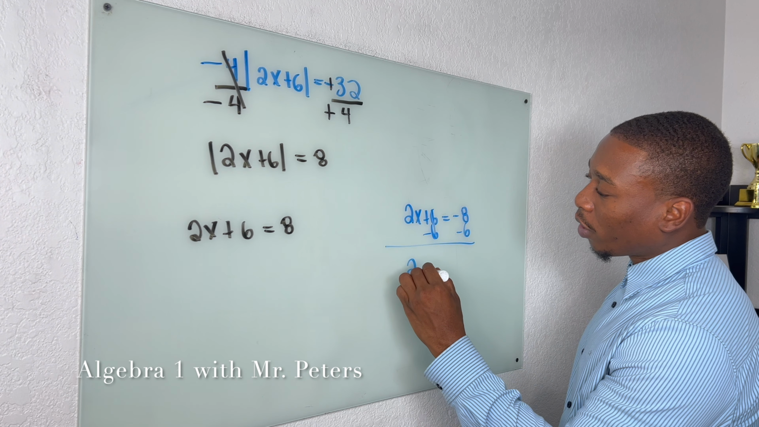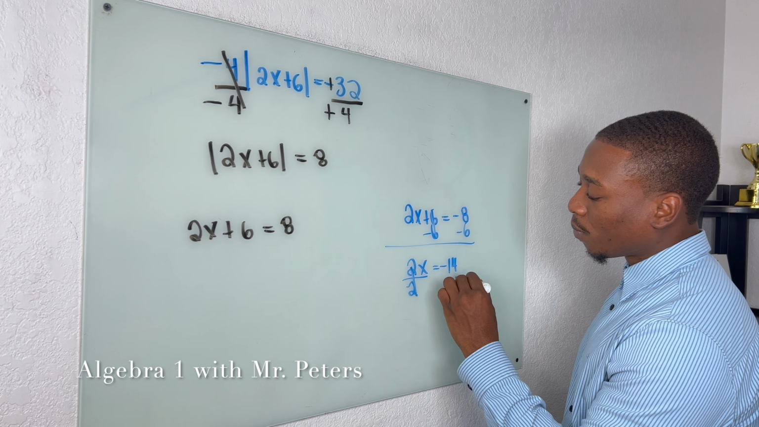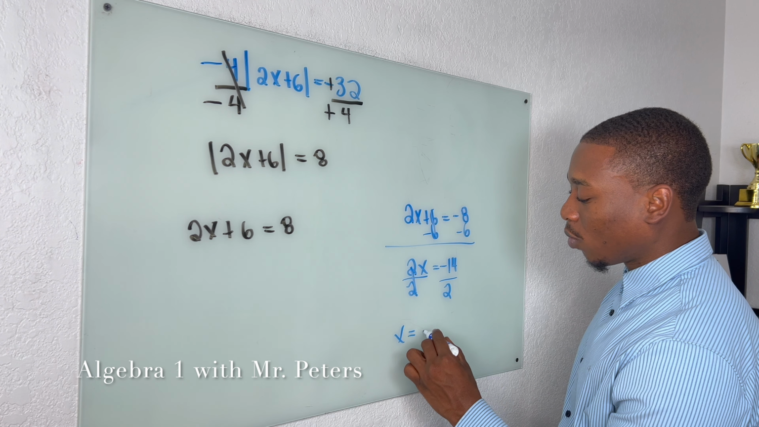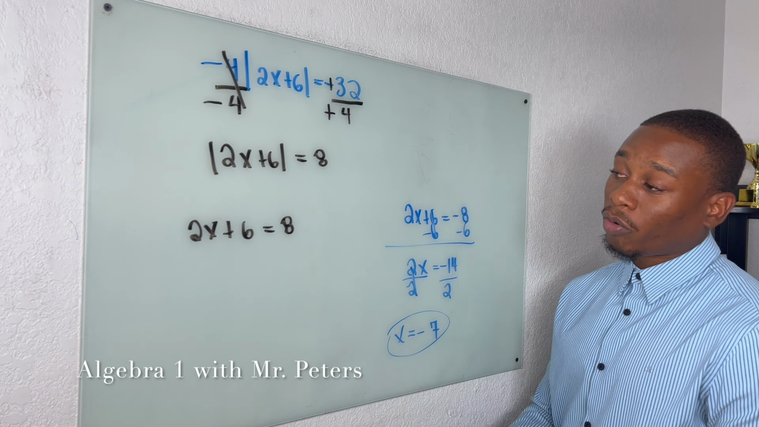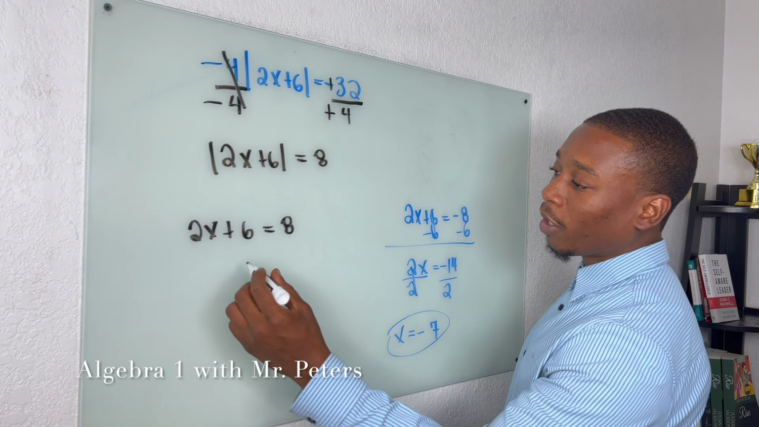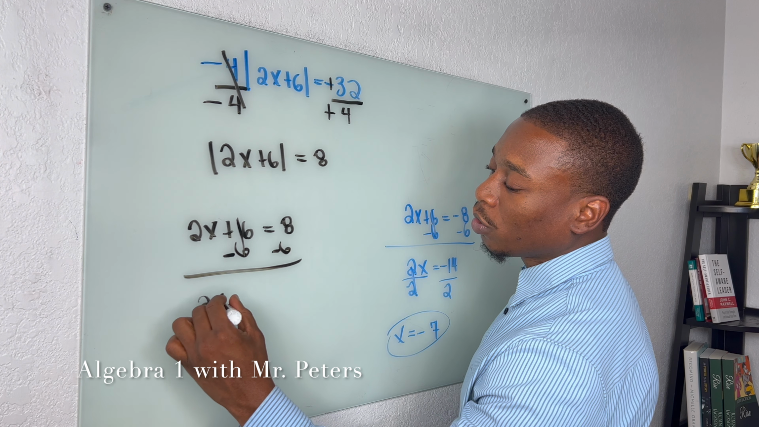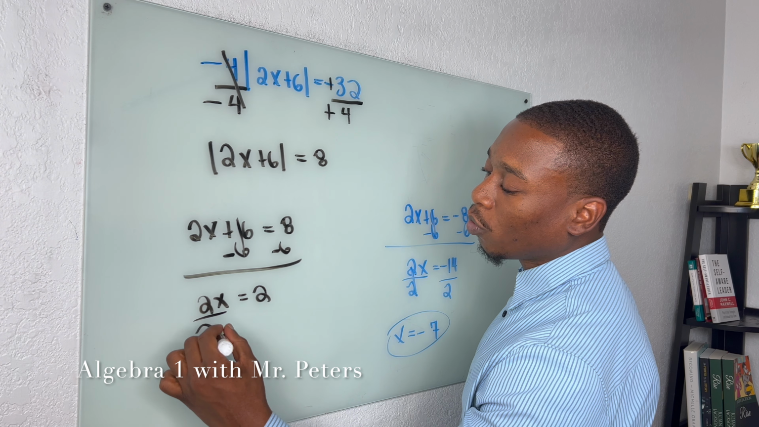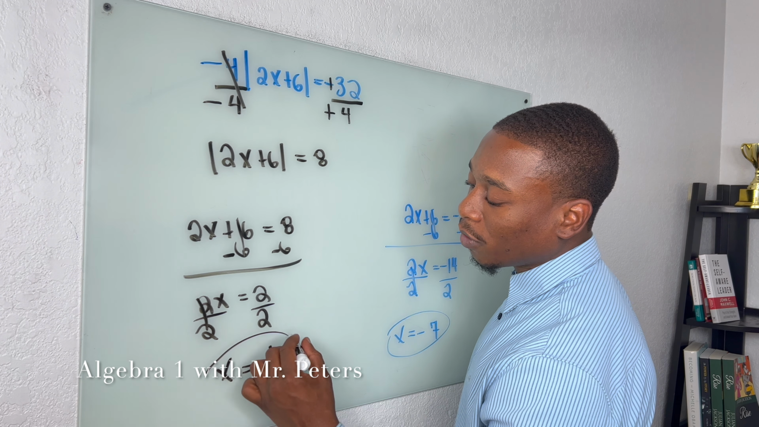So once we do, we're going to have 2x is equal to -14. x is equal to -7. And then when we go back over to the original, the first absolute value equation, we're going to do the same thing. Subtract 6. 2x is equal to 2. Once we divide, we're going to get x is equal to +1.